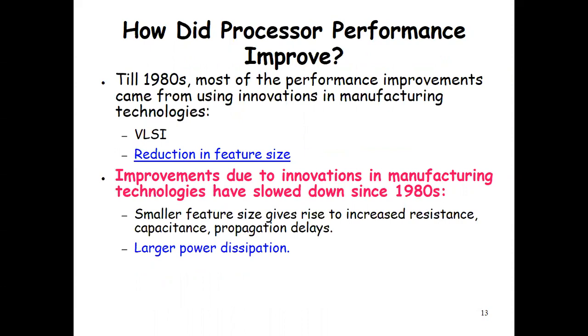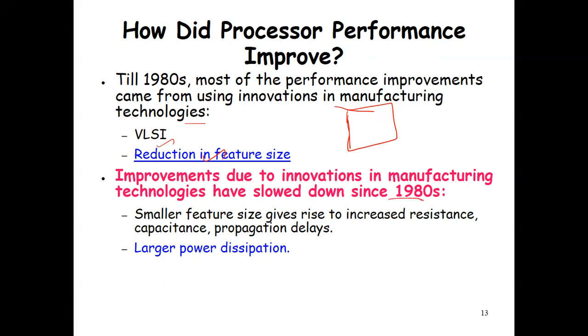Till the 1980s, most of the performance improvement came from innovations in manufacturing technologies. The credit should go to VLSI, by which we were able to reduce the feature size, in the sense the size of the chip. Till the 1980s this is the case. VLSI was advancing at a great speed, and as a result we were able to pack more and more transistors in a single chip, and the chip size was getting reduced at a greater rate.